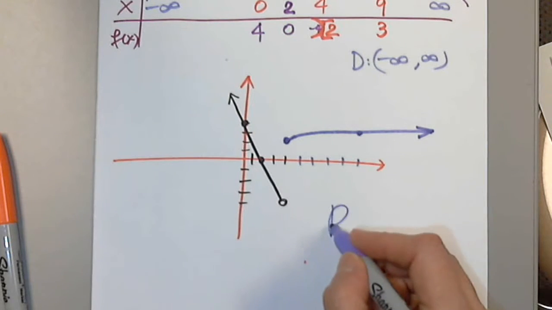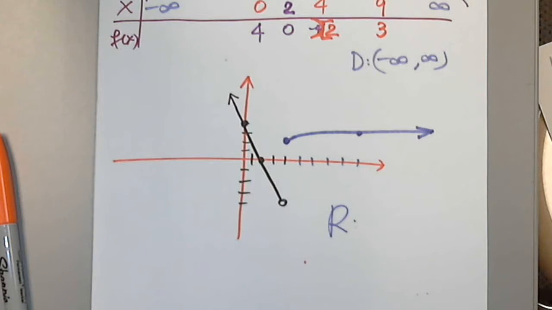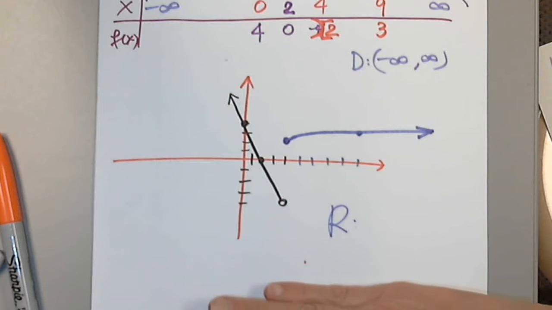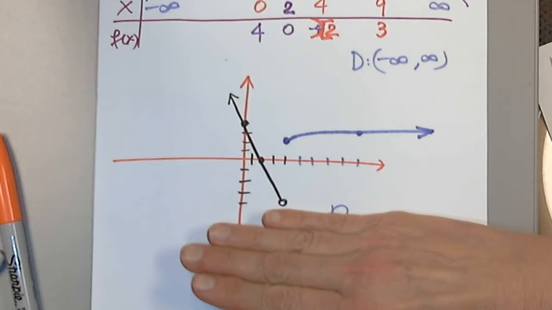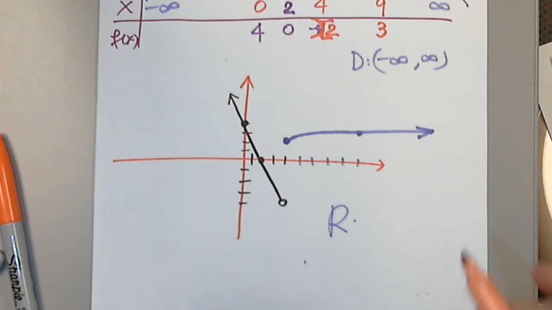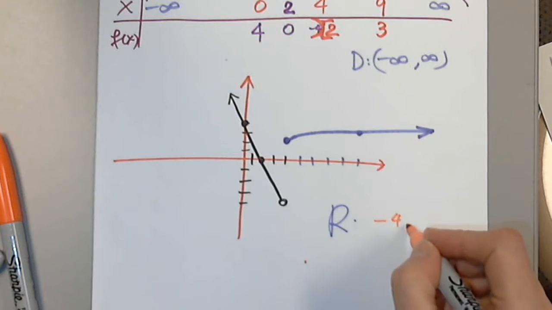Can anyone give us the range for this function? I didn't ask for that, so I didn't deduct points for that. But can anyone give us the range? Negative 4 to 10. Careful. From the lowest y value till the largest y value. Negative 4 to 10. Exactly.